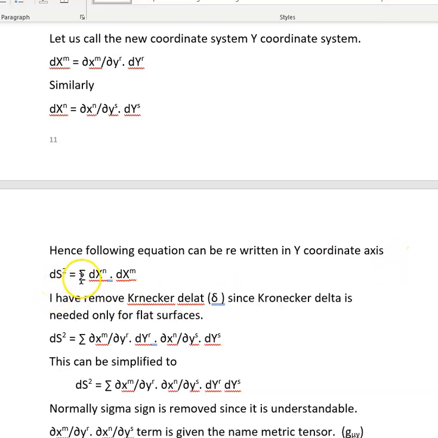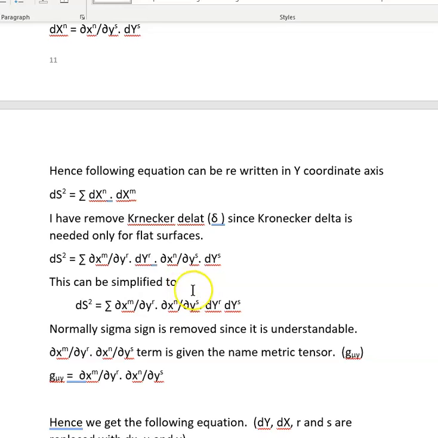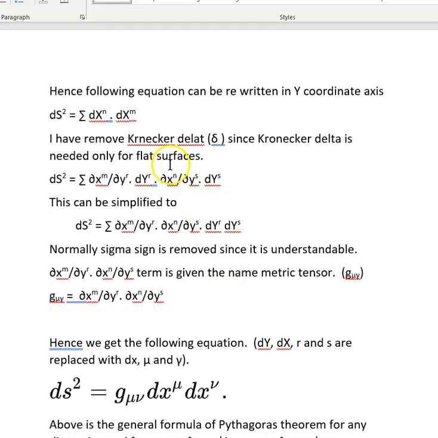So ds squared is equal to sigma dx_n dx_m. We can replace these for dx_m and dx_n, and we did this before, so I'm going fast here. Now I'm going to remove the Kronecker delta because we really don't need it anymore. We're not looking at flat surfaces. We're looking at any surfaces. So the Kronecker delta goes out the window, and you get this equation.